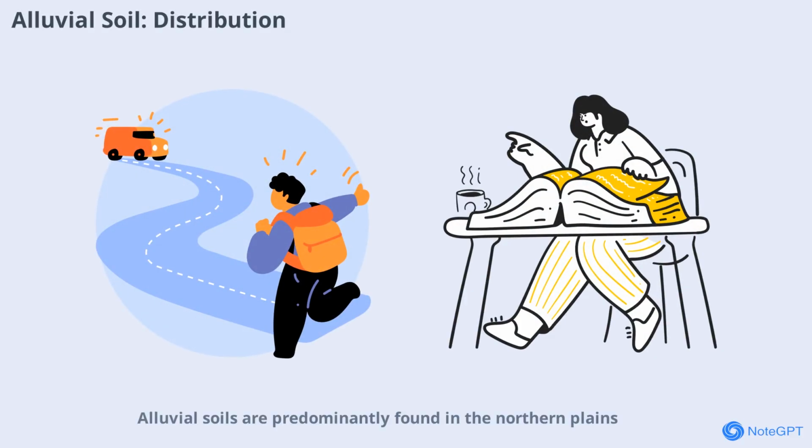Alluvial soils are predominantly found in the northern plains, including states like Punjab, Haryana, Uttar Pradesh, Bihar, and West Bengal. They also occur in the deltas of the eastern coast, such as the Godavari and Krishna river basins. This widespread distribution makes alluvial soil the most important soil type for Indian agriculture.